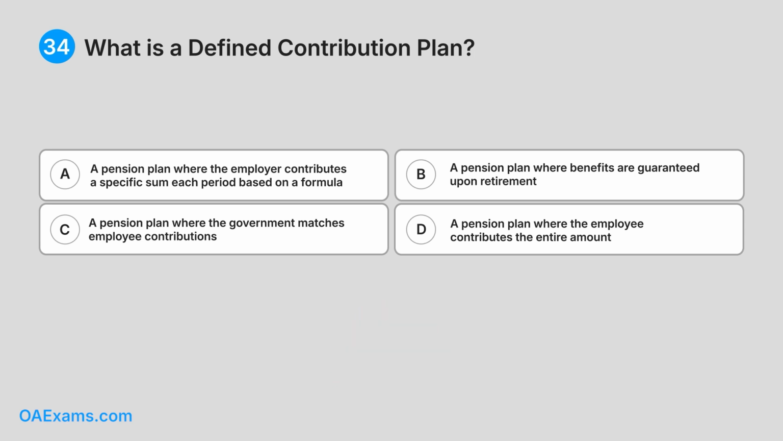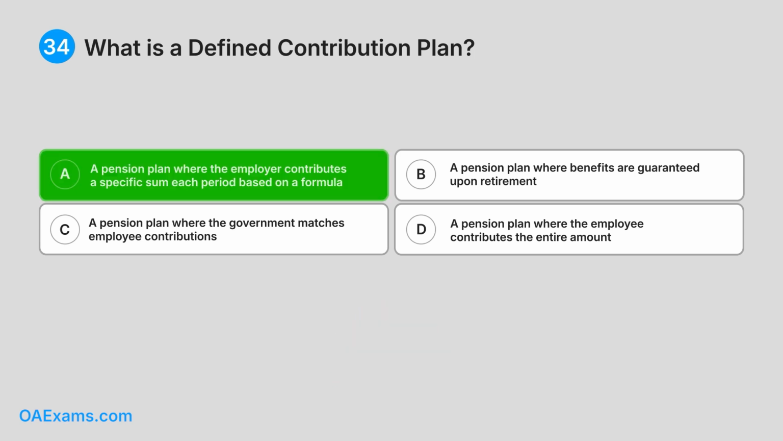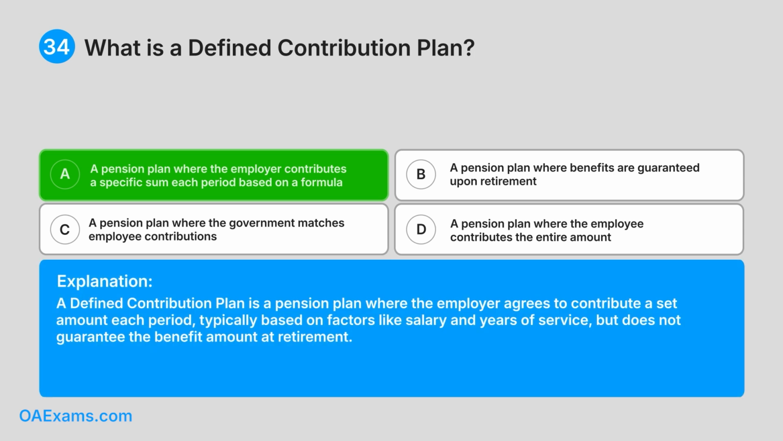Correct answer. A. A pension plan where the employer contributes a specific sum each period based on a formula. Explanation. A defined contribution plan is a pension plan where the employer agrees to contribute a set amount each period, typically based on factors like salary and years of service, but does not guarantee the benefit amount at retirement.